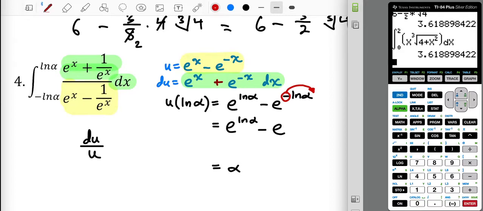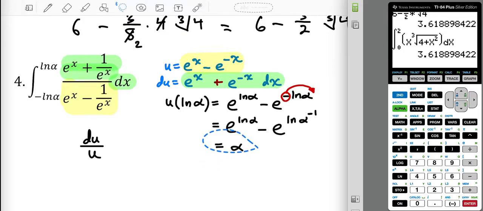All right, so I can rewrite this as ln of alpha to the negative first, which could also be written as ln of 1 over alpha. That's fine too. The reason why I would write it that way, and in this case definitely write it that way, is because I want to apply the same rule, which is to say e to the ln of some argument results in the argument. So e to the ln of alpha is alpha. e to the ln of alpha to the negative first is going to be alpha to the negative first. All right, so that's our upper bound.